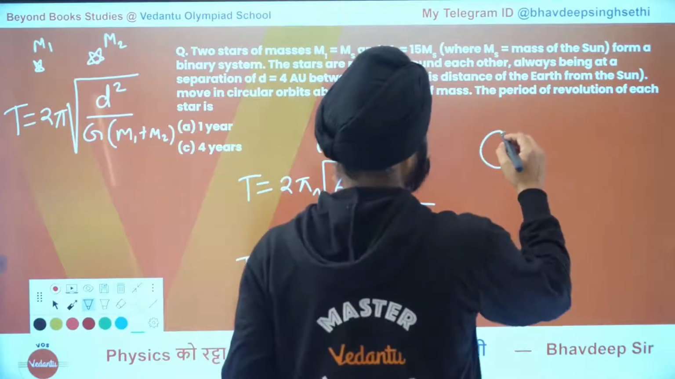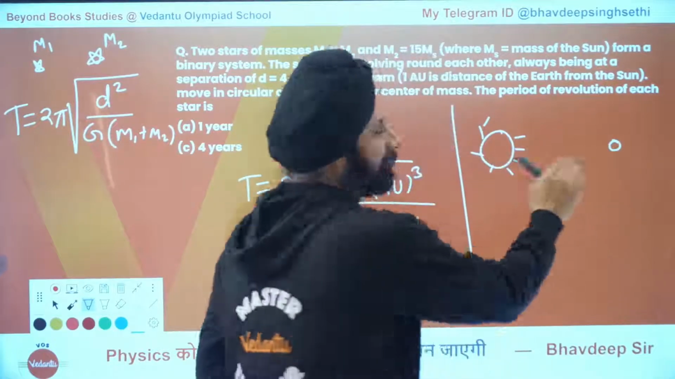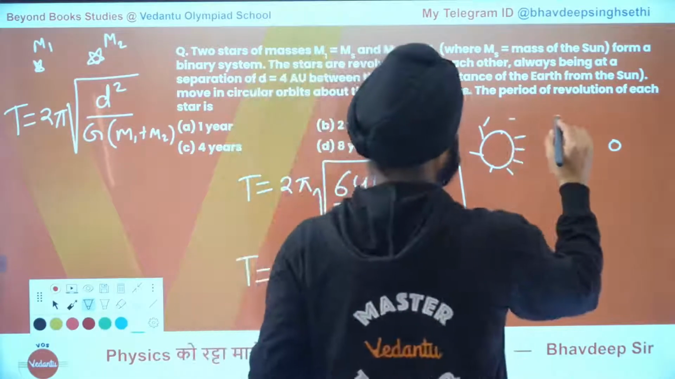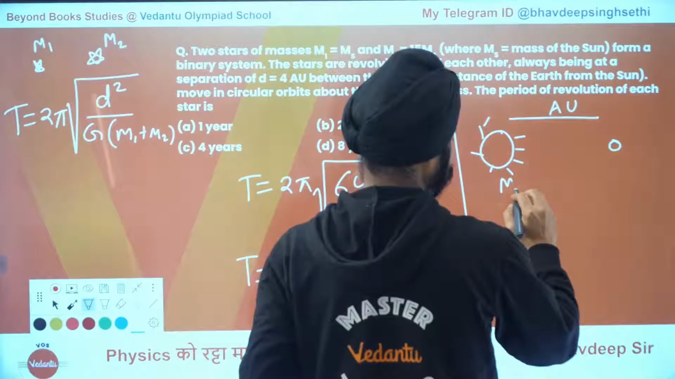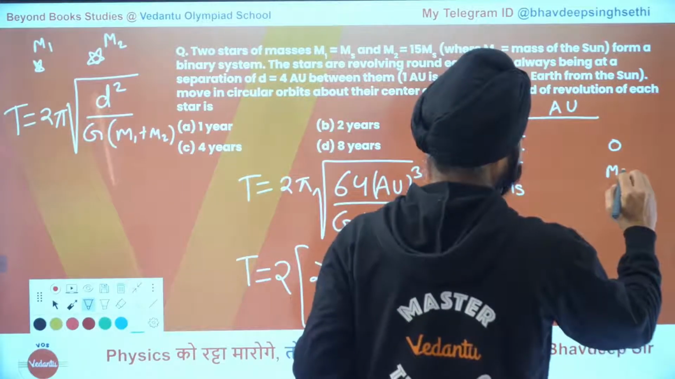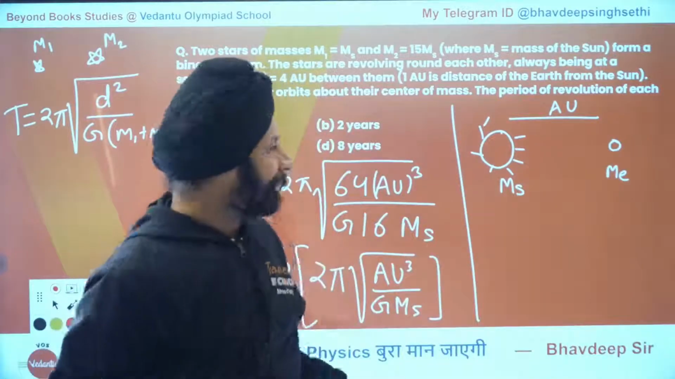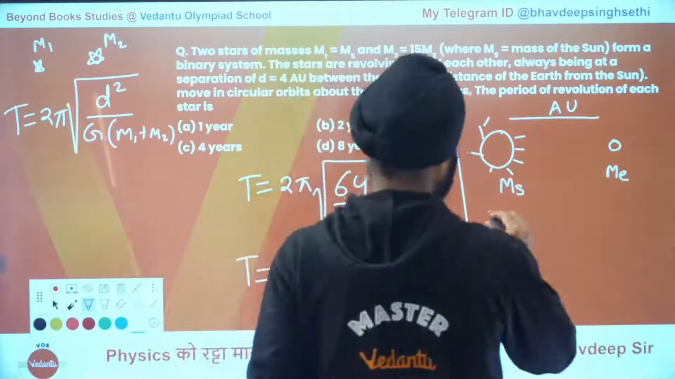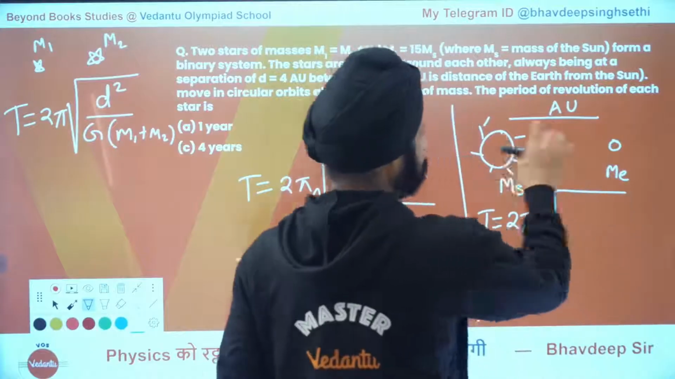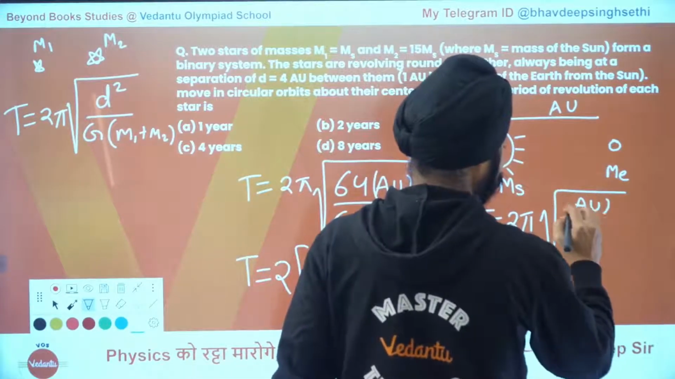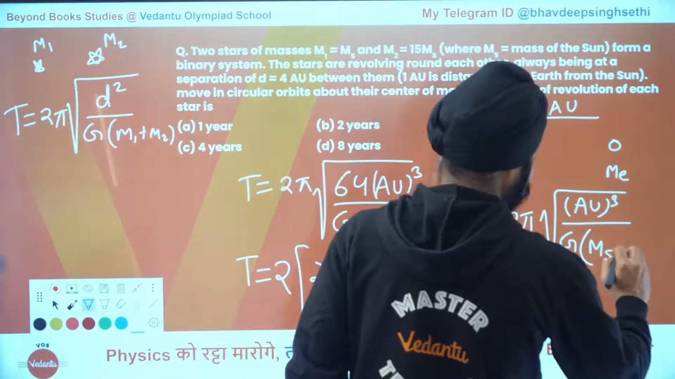Now if this were the Sun, let's say this is the Sun and this is the Earth, the distance is AU, right? This distance is AU, and this is the mass of the Sun, and this is the mass of the Earth. So they're tied up together, revolving around each other. So how much is the time period for that? The time period is equal to 2 pi root of the distance cubed, which is AU cubed, divided by G times mass of Sun plus mass of Earth.